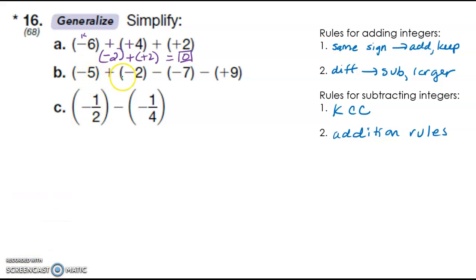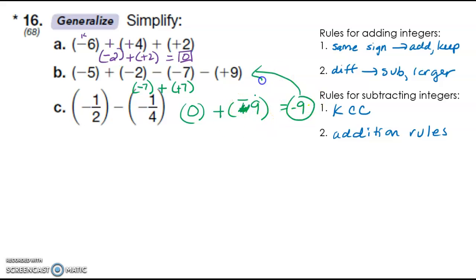Here I have addition, same sign, so I add and keep the sign. Negative 5 plus a negative 2 is a negative 7. And then I have a subtraction problem, so I keep, change, change. Negative 7 plus a positive 7 is 0. Minus a positive 9. 0 doesn't really have a sign, so keeping it is fine. Change, change. That gives me the answer of negative 9 for B.